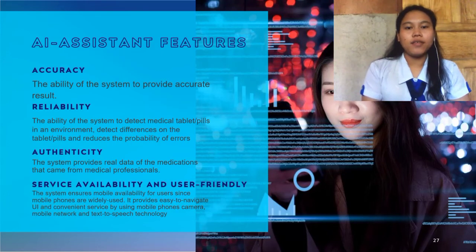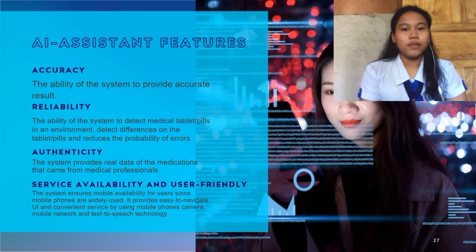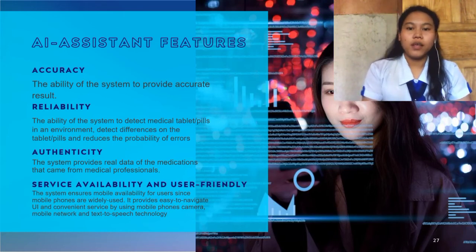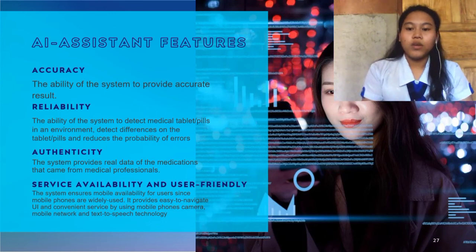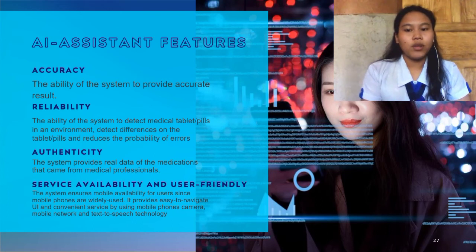The features of the AI Assistant are accuracy, which is the ability of the system to provide accurate results; reliability, which is the ability of the system to detect medical tablets or pills in an environment, detect differences, and reduce the probability of errors; authenticity, where the system provides real data of the medications that came from medical professionals; and lastly, service availability and user-friendliness. The system ensures mobile availability for users since mobile phones are widely used. It provides an easy-to-navigate UI and convenient service by using a mobile phone camera, mobile network, and text-to-speech technology.